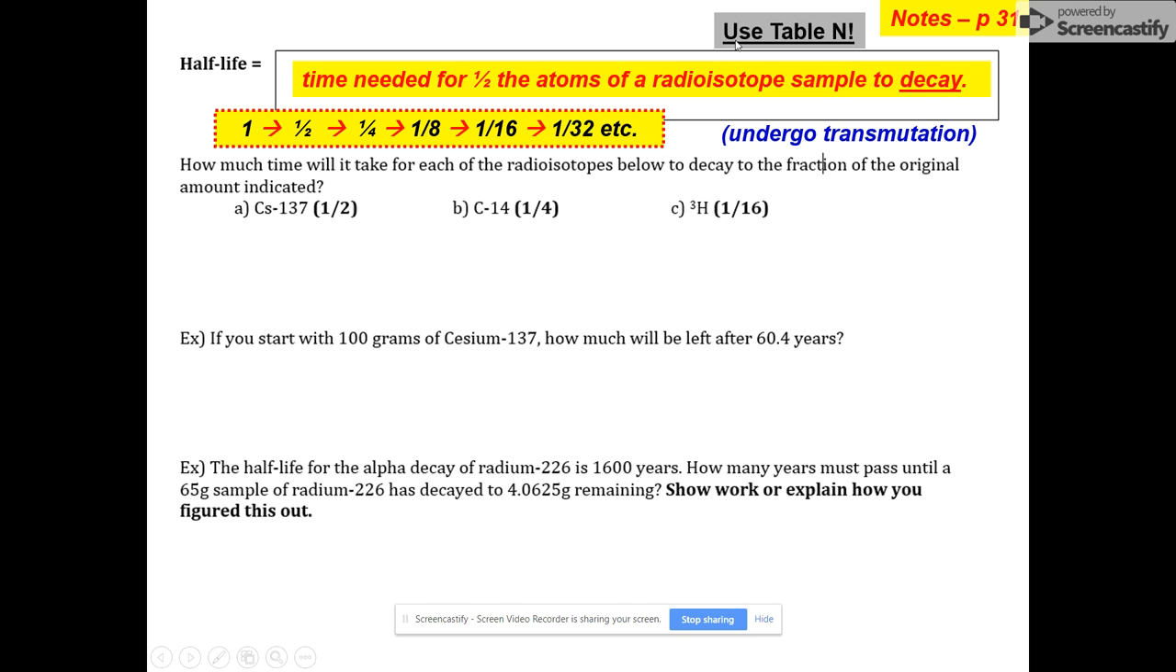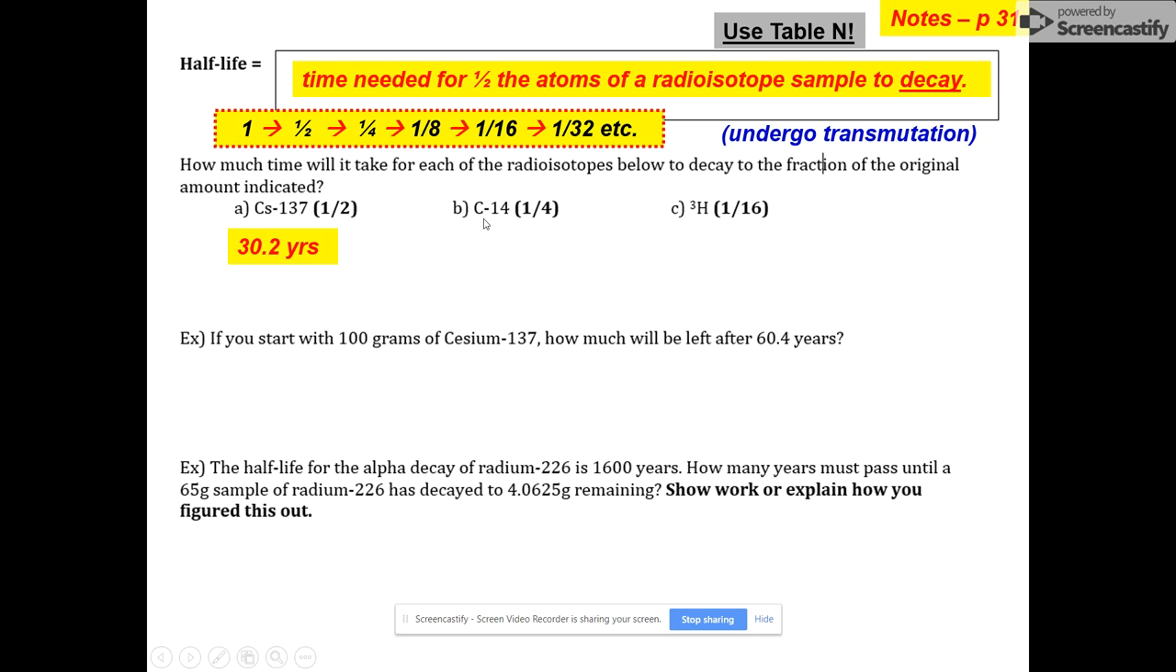Okay, we're going to use table N to figure out some information about some different radioisotopes. How much time will it take for each of the radioisotopes below to decay to the fraction of the original amount indicated? So how long will it take some cesium-137 to decay to half the amount you started with? Well, look on table N. If you look on table N, the half-life of cesium-137 is 30.2 years. That's how long it takes for a certain amount of cesium-137 to decay to half the amount. So they're just looking for one half-life in this case.